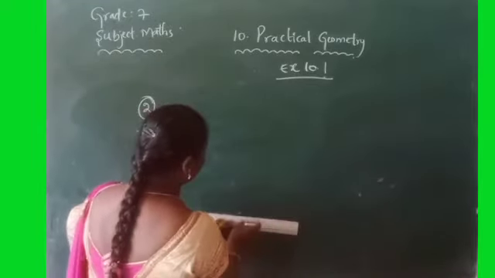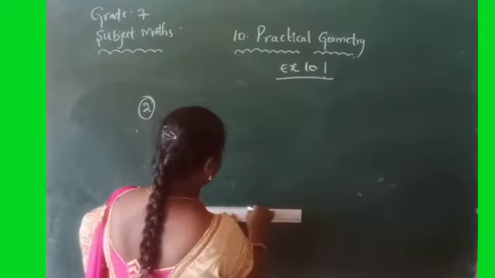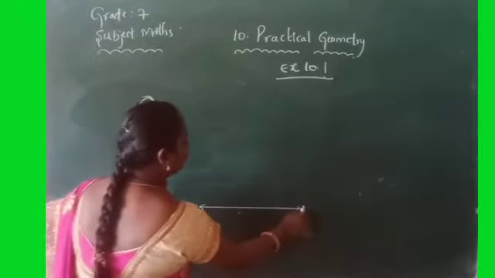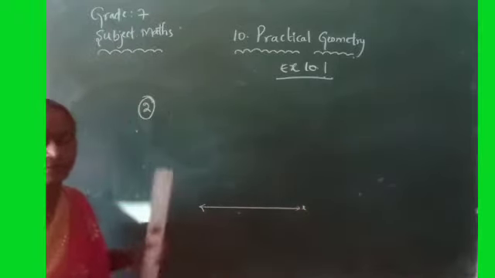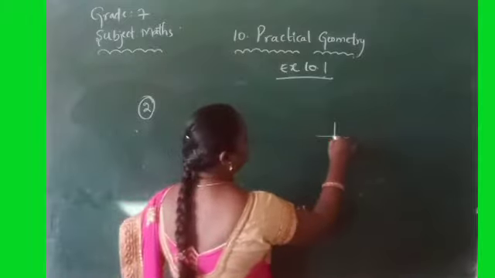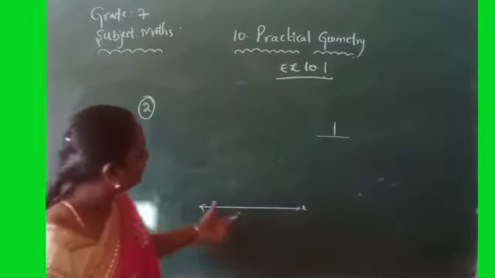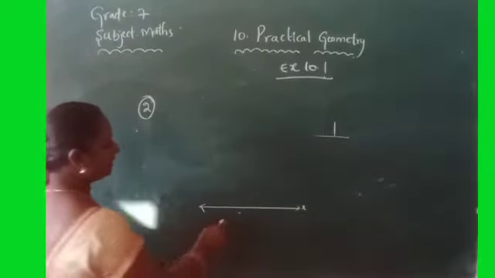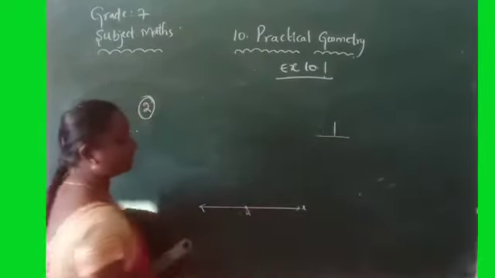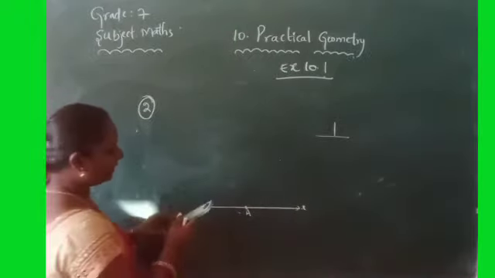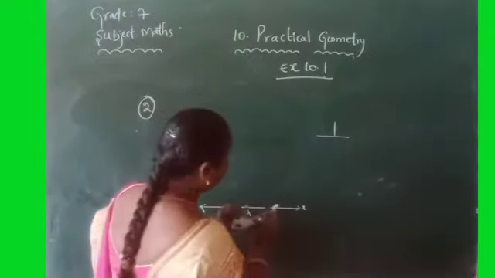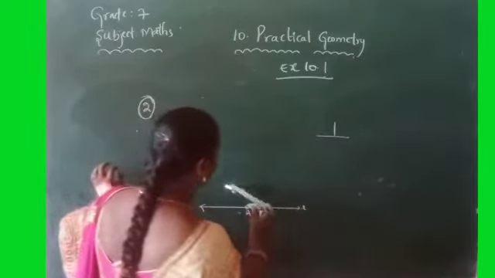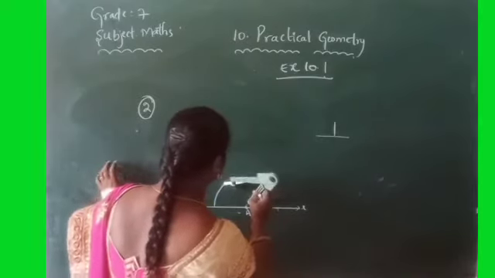Now I am drawing a line L. Consider it is a line L. To this line we have to draw the perpendicular. How to draw the perpendicular? For that take a point. Consider a point A on the line. Using that point A, take some convenient radius, because we have to draw the perpendicular line.